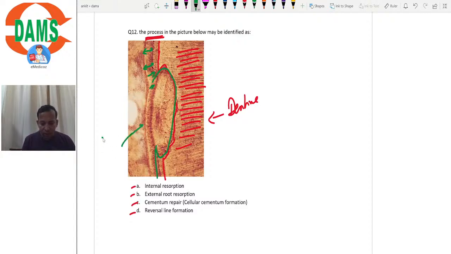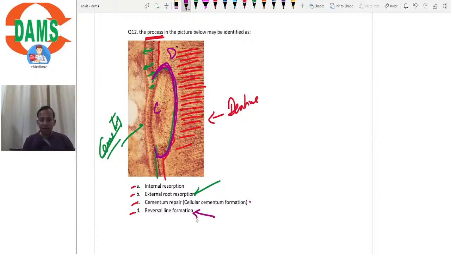So this is cementum. It is quite easy to identify from the diagram that the outer layer is cementum and the inner layer is dentine, and resorption has taken place. So what sort of resorption is this? It is external resorption, since it has occurred on the outer surface of the root. The line that demarcates this resorbed cementum from the newly formed cementum is called the reversal line, isn't it?